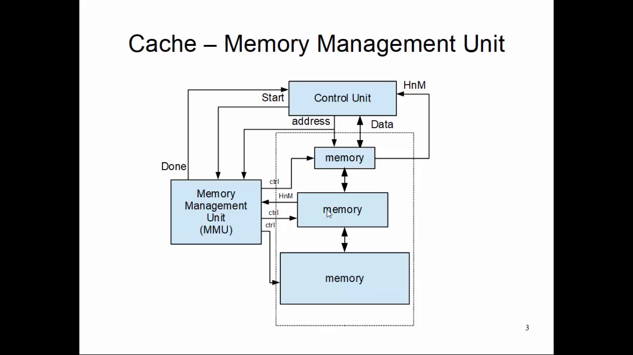Once the L1 has the corresponding block copied, the memory management unit sends a done signal to the control unit, and then the control unit issues that address again to the L1 cache, and this time it will certainly get a hit because the block has been copied by the memory management unit. Throughout the process, the simplest thing the control unit can do is to wait until the memory management unit is done.